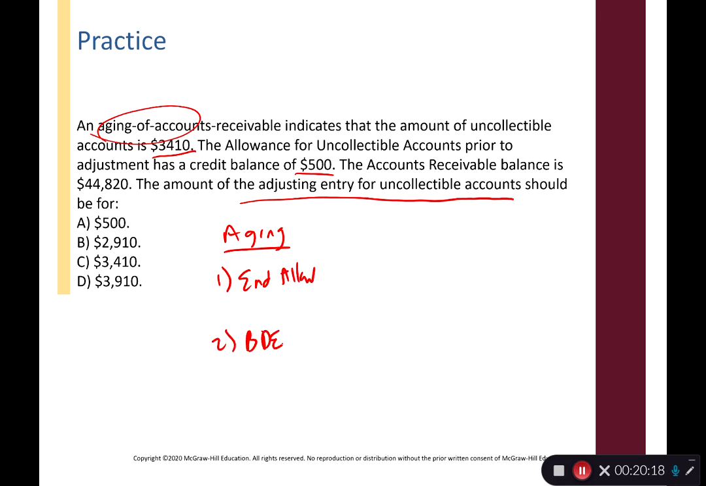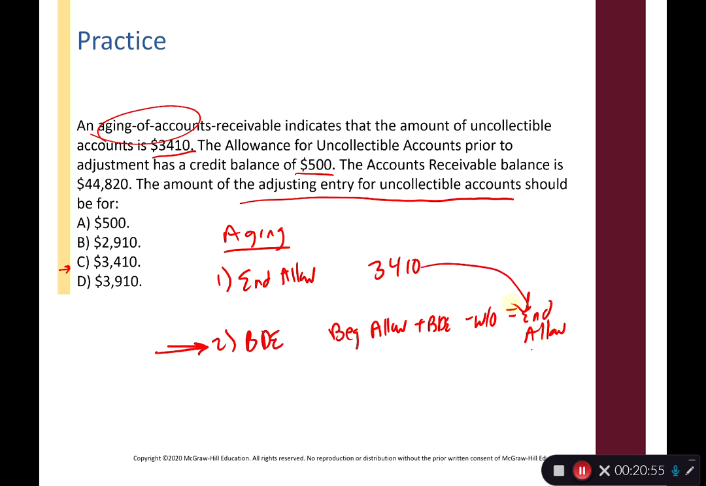What does the question want? The adjusting entry for uncollectible accounts? Well, the adjusting entry is the bad debt expense, so it wants step 2. It did the work for us. It said they did the aging and they got 3410 as uncollectibles. That means the 3410 is the ending allowance. And if the question wanted that, that would be the answer. It's here. Might be tempting, but it's not right because this question wants BDE, so you need to move to step 2. Step 2 would take the beginning allowance plus BDE minus write-offs equals the ending allowance.